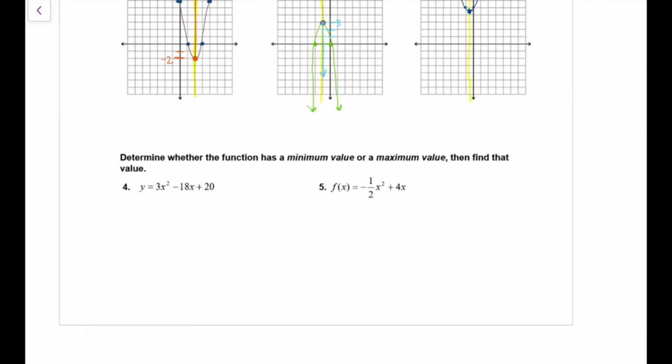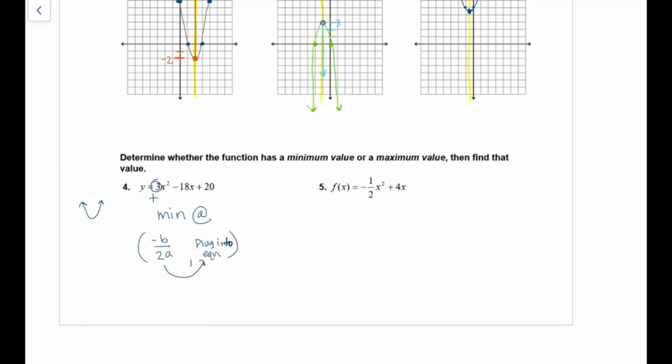Now we are looking to see whether this function has a minimum or a maximum value, and then find that value. Well, looking at it, the a is a 3. So it is a positive value. So it is going up. So it has a minimum, and to find that minimum, we use negative b over 2a to find the x value, and then we use that number to plug into the equation. It's just like what we were doing earlier.